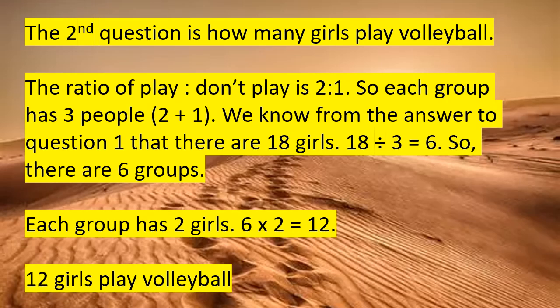The second question is how many girls play volleyball? The ratio of play to don't play is 2:1. So each group has 3 people, 2 plus 1. We know from the answer to question 1 that there are 18 girls. So 18 divided by 3 equals 6. So there are 6 groups. Each group has 2 girls. 6 times 2 equals 12. So 12 girls play volleyball.